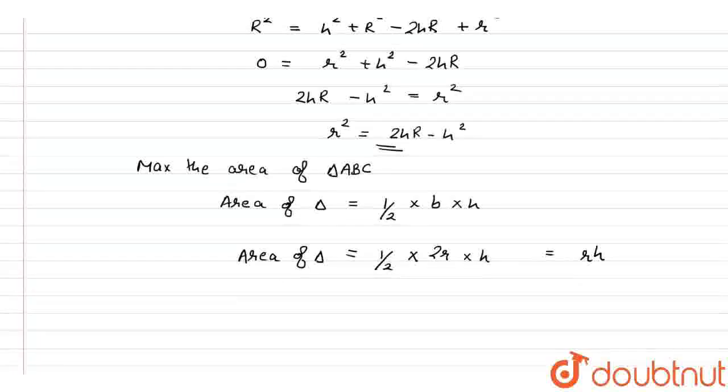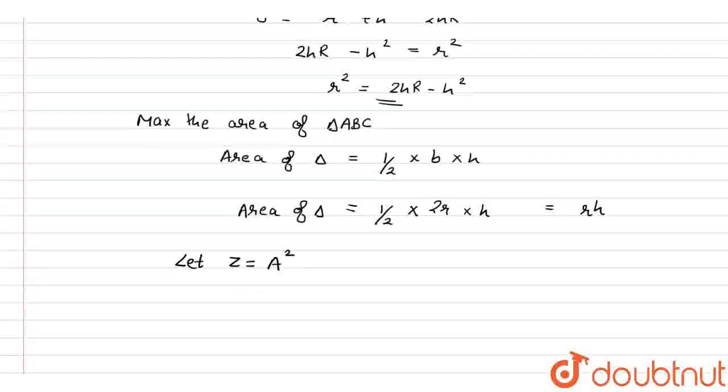Okay. So now we have the value of r square. If we calculate the value of r, it will come under a square root and then it will be difficult for us to further simplify it. So what we'll do is, we'll let z equal to A square. Here A is our area. So z will be equal to r square h square. Now we have the direct value of r square present over here, which we can directly put over here and then our calculation will become easy.